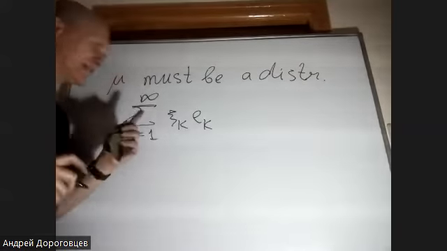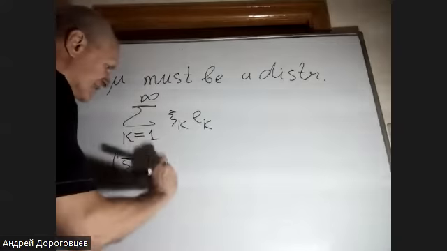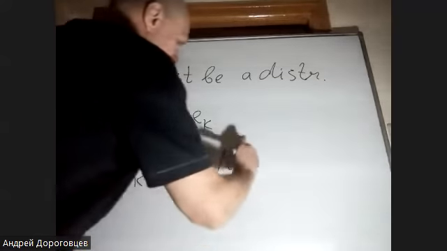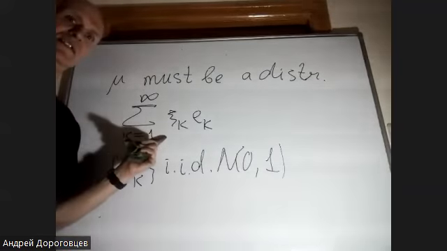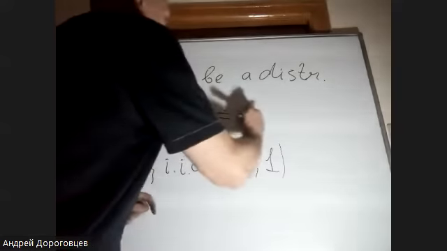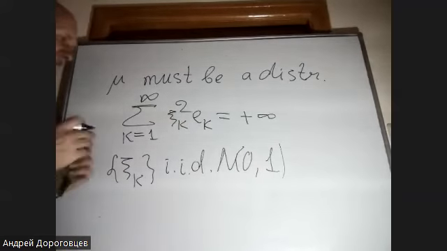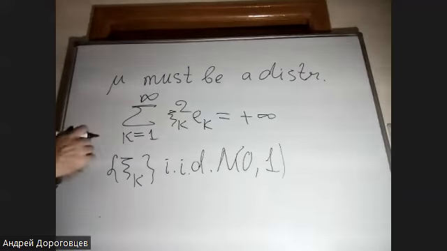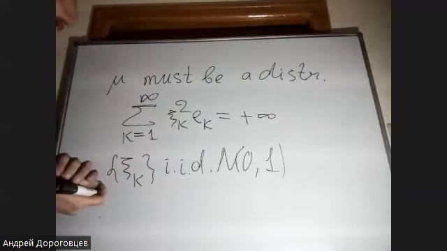But you see what happens? This xi_k was an IID sequence of standard normal values. So one has that this condition is equal to infinity. It is equal to infinity. This is the reason why we do not have the measure mu which corresponds to our finite dimensional distributions.